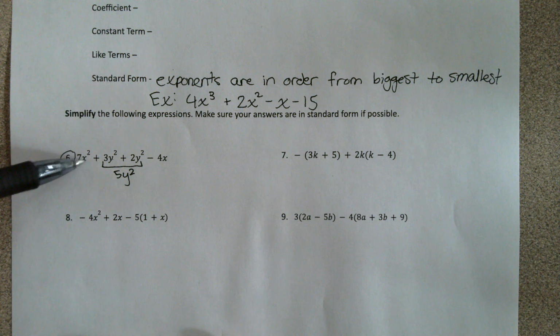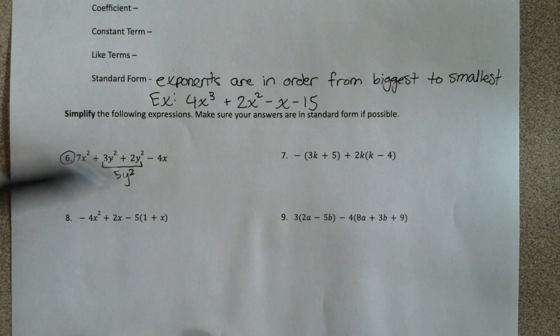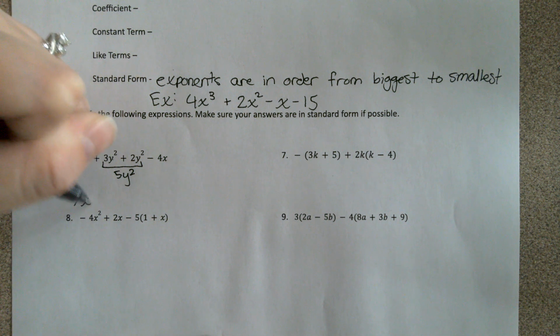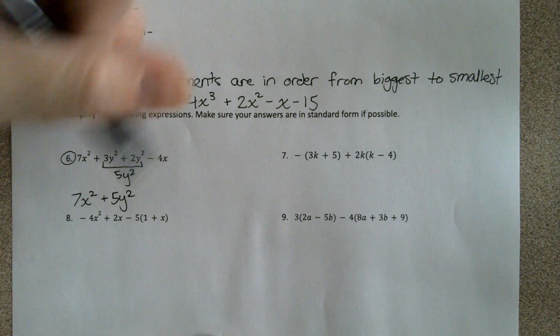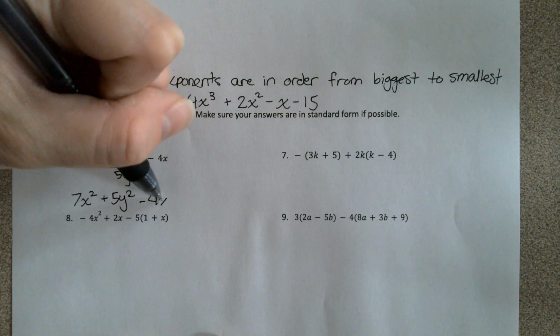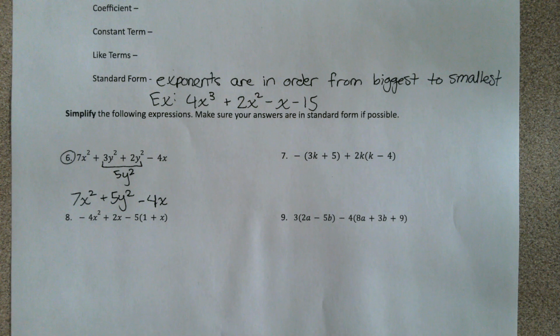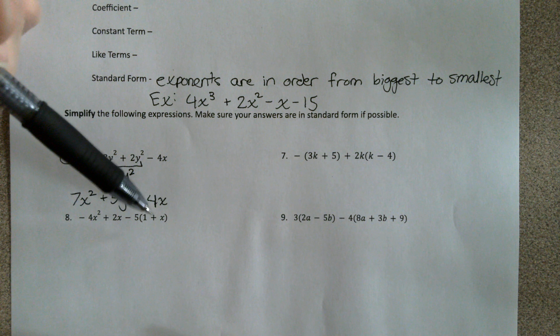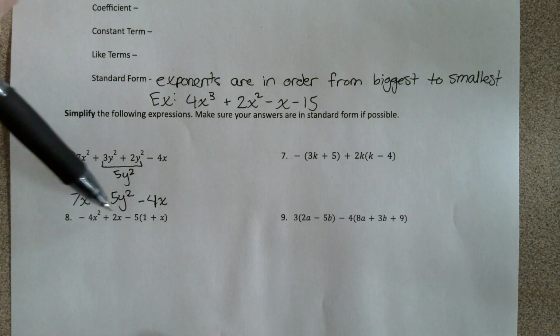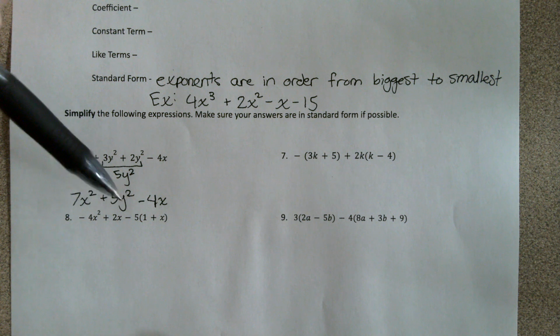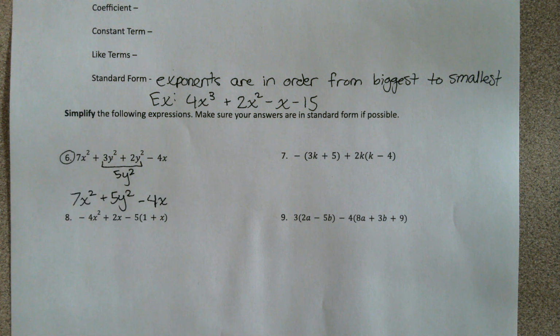So if you have 2 with the same exponent, but they're different letters, put the letter that comes first in the alphabet first. So that would be 7x squared. And then I'll have 5y squared. And then bring down the minus 4x. You may think that the minus 4x needs to come in the middle, since alphabetically it comes before y, but the y squared is going to come first because it has a higher exponent. So this is the correct way to write this expression.